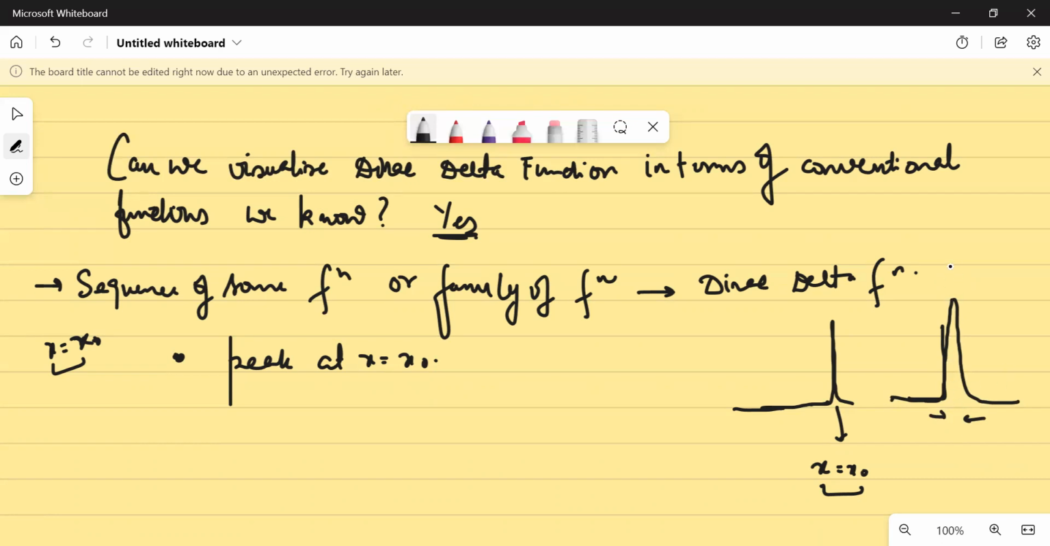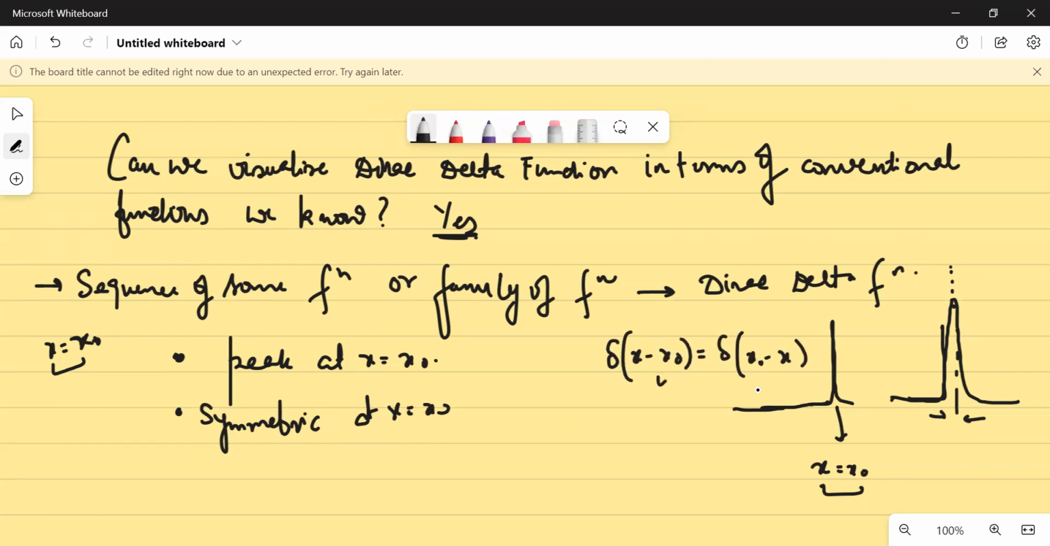If that is the case, then it should be symmetric also. Understand my point: it should be symmetric about x equal to x naught. And incidentally, you should understand that the Dirac delta function is also a symmetric function. Whether you write x minus x naught or x naught minus x, it is one and the same thing, because it becomes 0 at x equal to x naught only. So you can also write here that the Dirac delta function is a symmetric function.